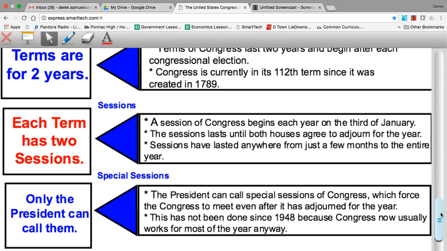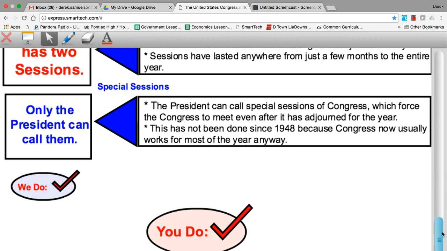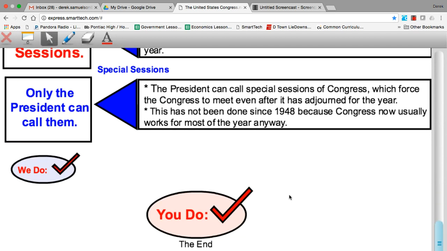This hasn't been done since 1948, and largely it hasn't happened since 1948 because Congress works most of the year anyway, so we wouldn't need a special session. This was more designed for when Congress adjourned in April and May, but if something happened in August, the president would need them back. All right, so that is all for this lesson.